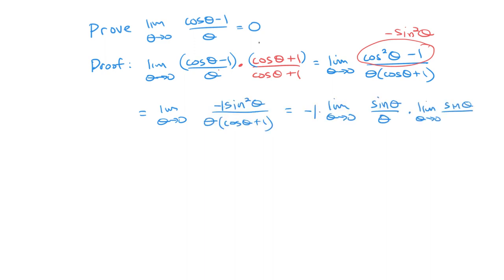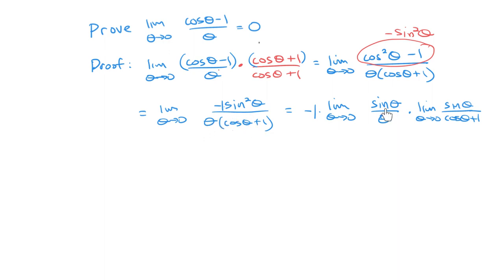Sine of theta over cosine theta plus 1. Okay, what do you think about this? Limit as theta approaches 0 of this. I move the negative 1 out here, and I'm going to basically split this into two parts. I'm going to put one of these sines over the theta, the other one over cosine theta plus 1.